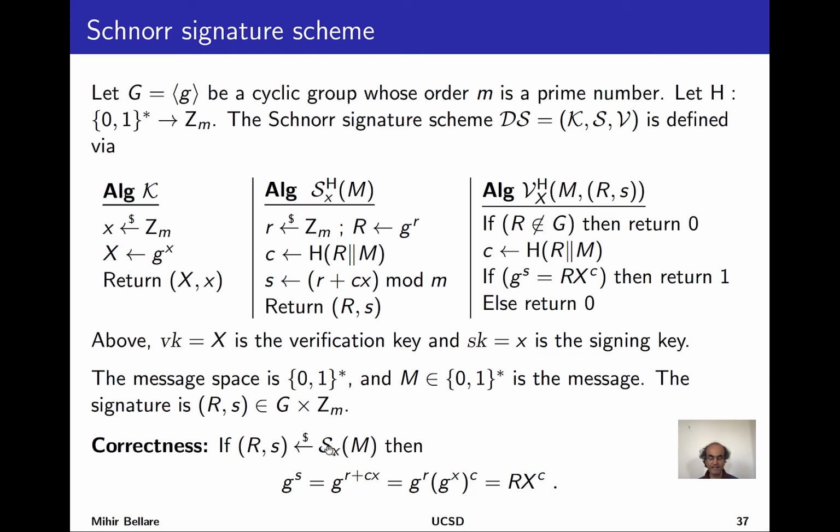So let's verify correctness. That means that we assume a signature on a message has been generated as shown here, and we check that it satisfies this equation. Directly, this check passes because here R is a group element. So the important thing is this. So let's raise g to the power S. We get g to the power r plus Cx because of the way S was chosen in signing. And we can write that also, of course, like this. But then we recognize that g to the little r is big R. g to the signing key is the verification key big X. And we have this equation hold.